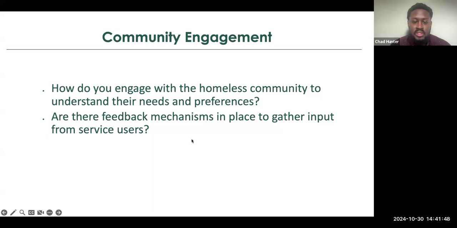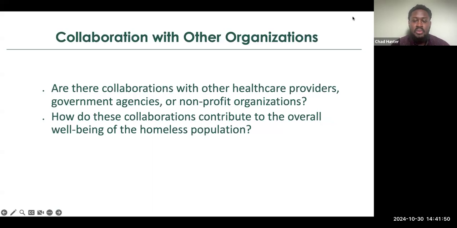Okay, I'm going to move on to the next question. A few of you mentioned collaborating with organizations, but are there collaborations with other healthcare providing government agencies or nonprofit organizations? And how do these collaborations contribute to the overall well-being of the homeless population in your community?